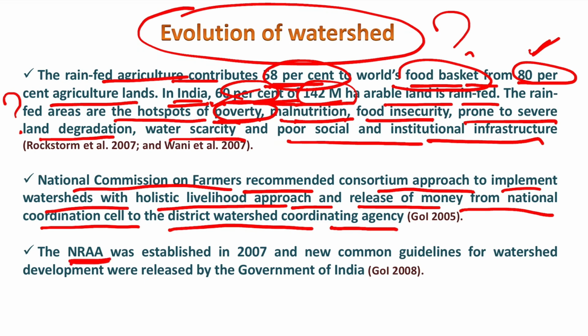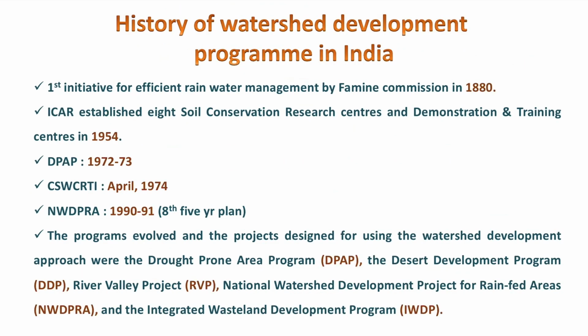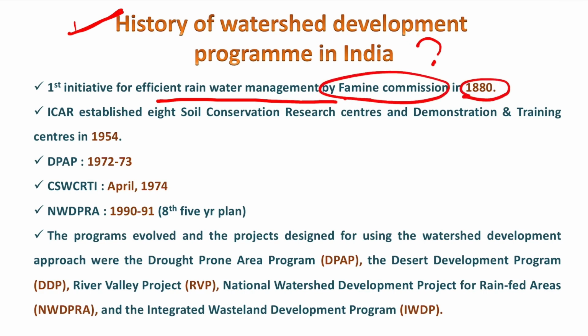The National Rainfed Area Authority was established in 2007 and new common guidelines for watershed development were released by the Government of India at that time, right? Then the history of watershed development programs. What is the history of watershed development programs? So let's see one by one. The first initiative for efficient rainwater management was by the Famine Commission in 1880.